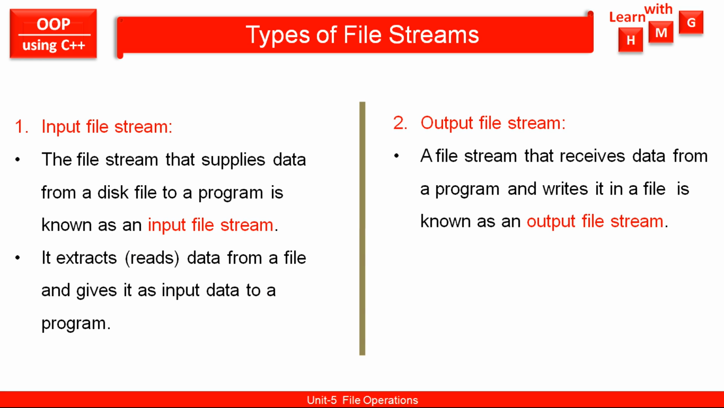The input file stream extracts or reads data from a file and gives it as input data to a program. So the data is available in a file and it is read or extracted by this input file stream, and given to the program as input. In case of output file stream, it inserts or writes data from a program to a file. The program generates the output data, that data is inserted into the output stream, and then the output stream writes it into a file. So these are the important points of input file stream and output file stream.